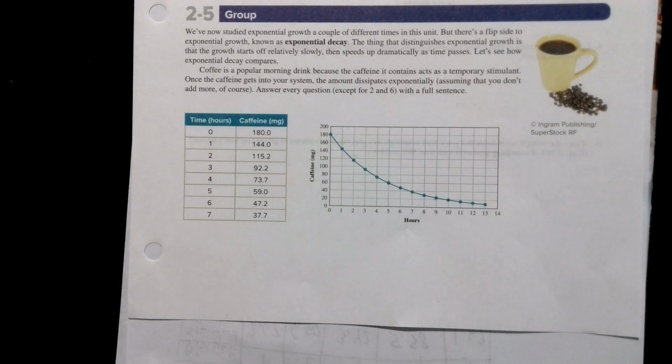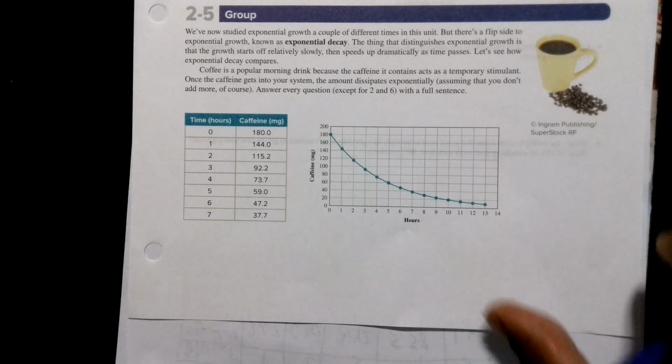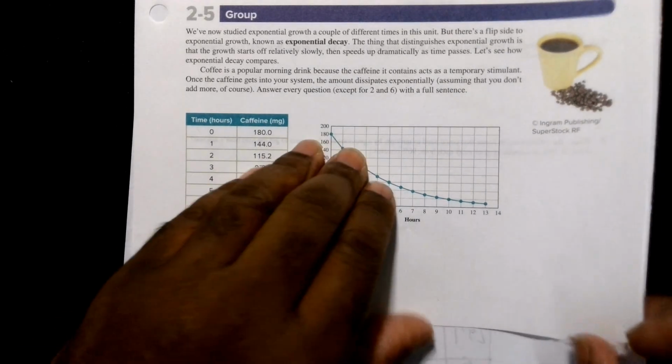Coffee is a popular morning drink because the caffeine it contains acts as a temporary stimulant. Once the caffeine gets into your system, the amount dissipates exponentially, assuming that you don't add more, of course. Answer every question except for 2 and 6 with a full sentence. Okay, so now we look at this chart here. Now we go to page 170.